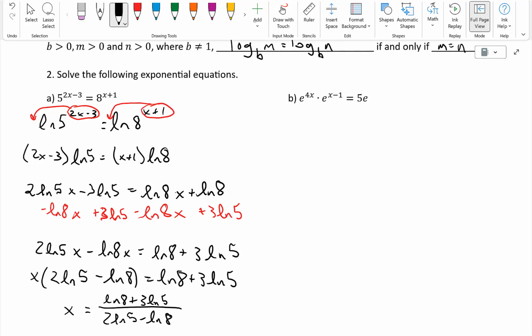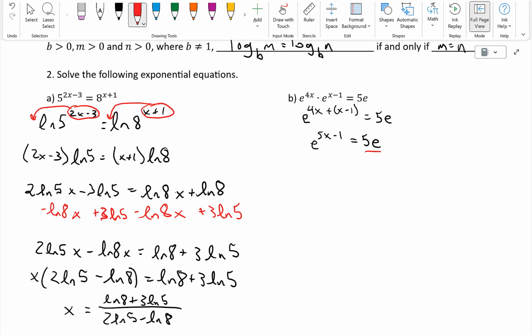For b, we've got a base of e on both sides. We can see e to the 4x times e to the x minus 1 on the left. So we want to use our exponent rules to add those exponents when we're multiplying the same base. So e to the 4x plus our quantity x minus 1 is equal to 5e. We end up with e to the 5x minus 1 equals 5e.